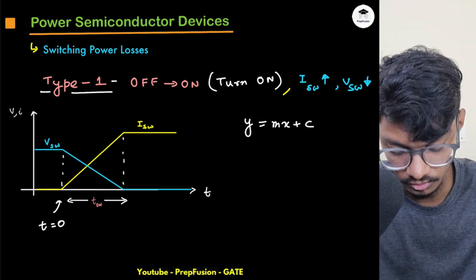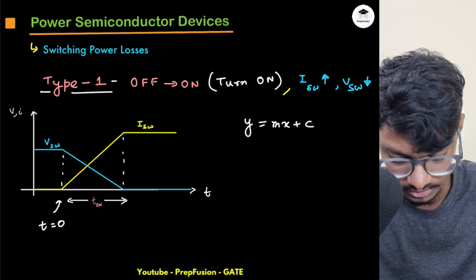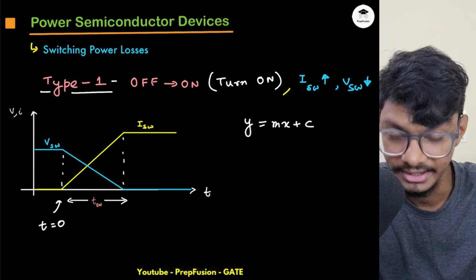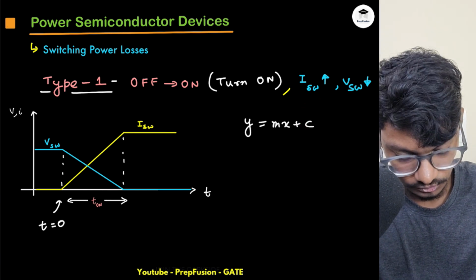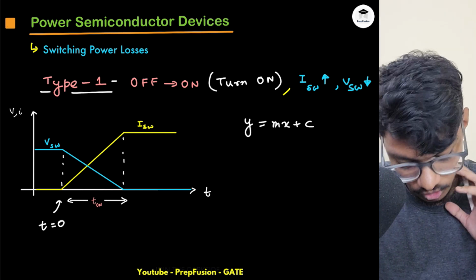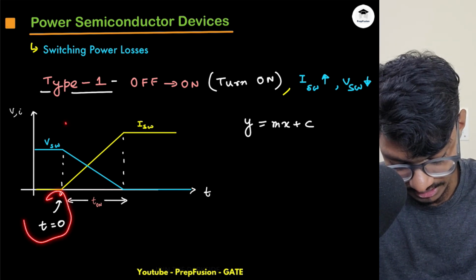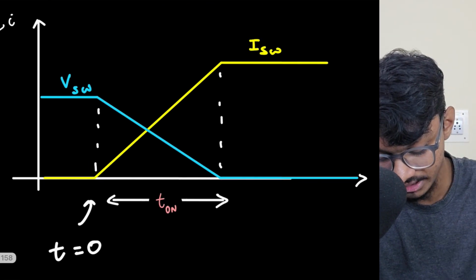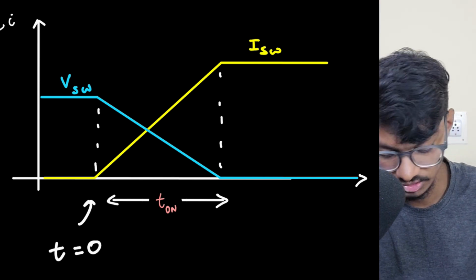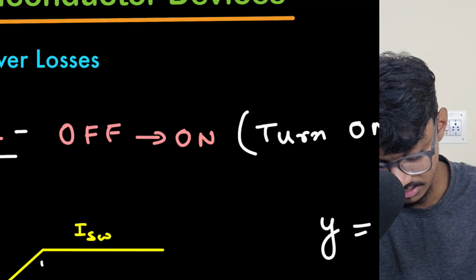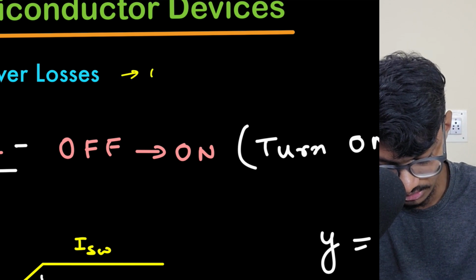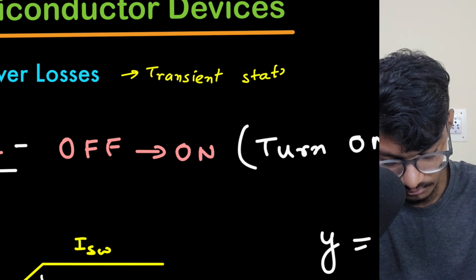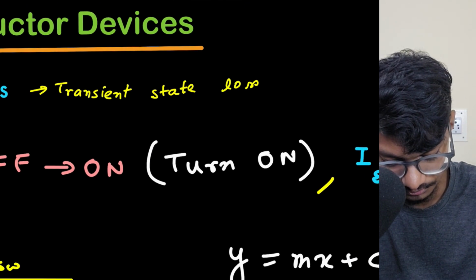What I can do is assume this has a slope of m for the current, and an x intercept of c. I can put the values. If I start from this area and assume this is t equals 0, my switching is starting from here. What happens during switching is basically about the transient state. Switching loss is basically the transient state loss.